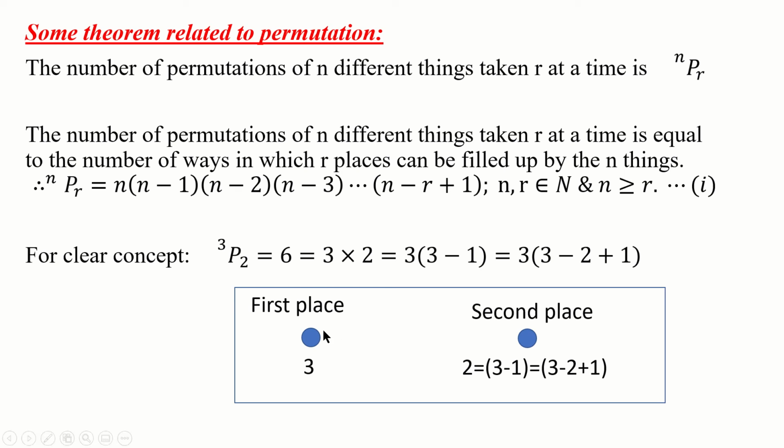So for the first place, the number of things is 1, 2, 3, so you can use 1 or 2 or 3. But for the second place you can use only 2 digits, because after you fill up the first place you have to fill up the second place. As the total number of different things is 3, the second place will be filled up in 2 ways. So the first 2 places will be filled up in 3 into 2, that means 6 ways. Clear?